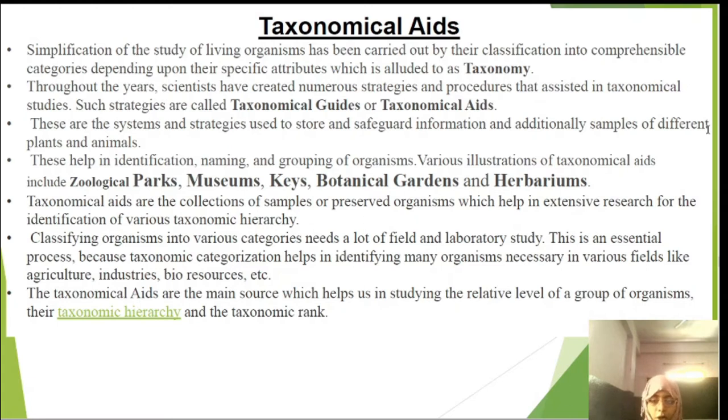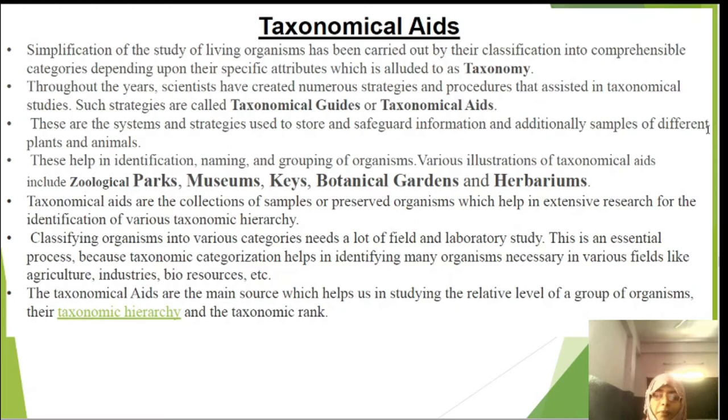Next, museums. We have one in our city, the Sarojini Museum. Botanical gardens, we have seen many, where plants are grown for scientific study as well as for health purposes, for a good purpose. Herbariums are paper sheets where plants or useful plants are kept.